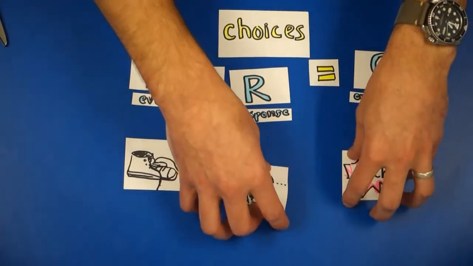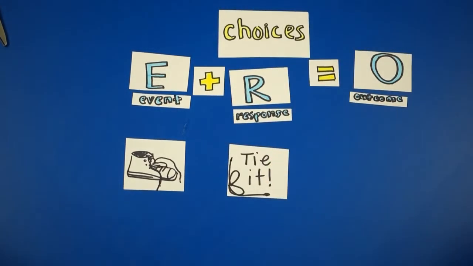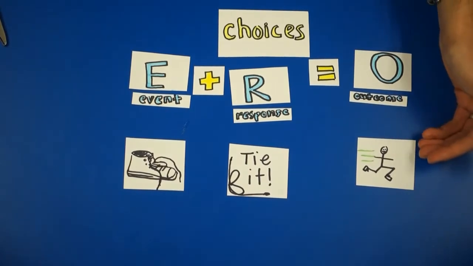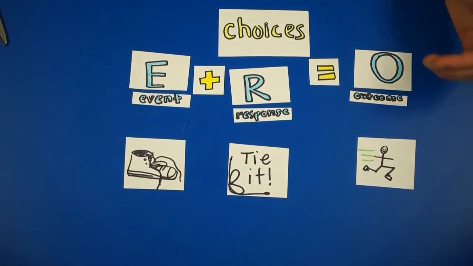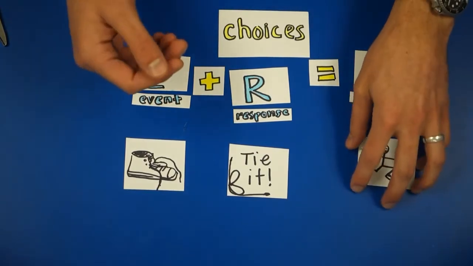Let's think about a different way to do it. Same event, right? We didn't choose it, but our shoelace became untied. Well, what's our response going to be? Well, you tie it. What's your outcome? What's going to happen? Well, you can have fun and play at recess. You can run fast, right? And be safe. It's a very positive outcome compared to the last one.